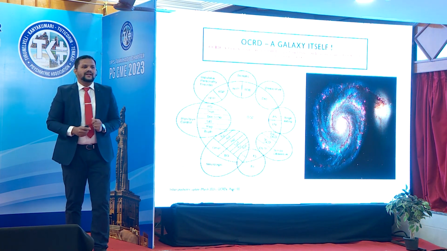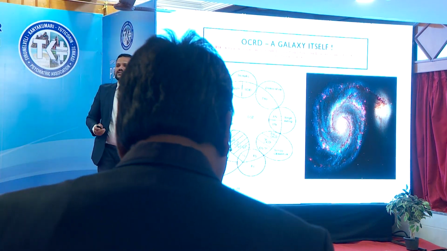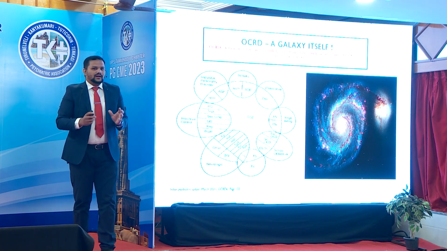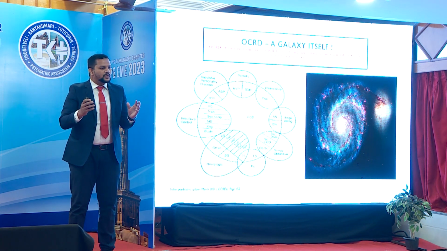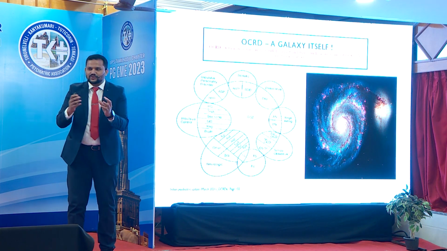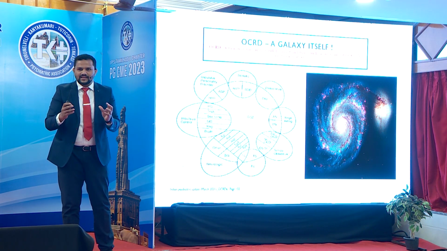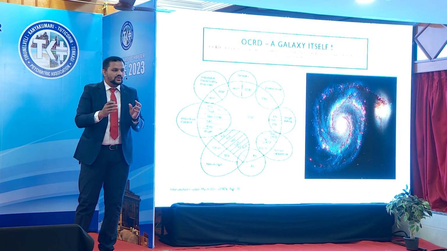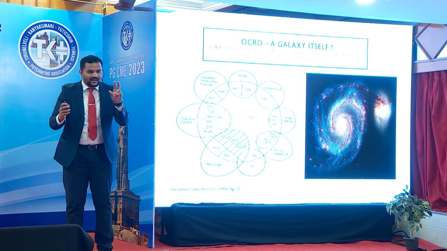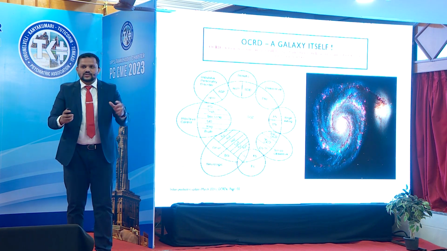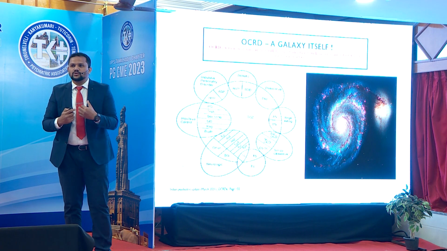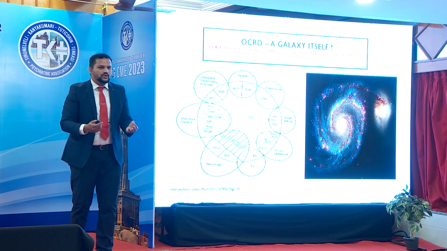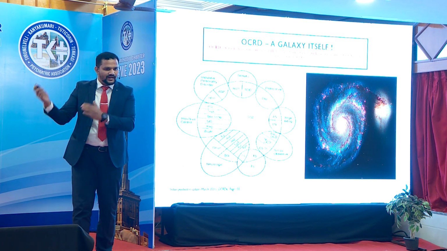Now, why is it tricky? The OCRD spectrum itself is a galaxy. There are a couple of disorders which are very closely related, so they lie near each other in the galaxy. There are some disorders which are not highly related to each other, so they lie apart in the galaxy, but they lie in the galaxy itself. So it is our responsibility to differentiate what phenomenology of OCRD it is. And why do we need to clarify? I have an explanation at the end of my presentation.